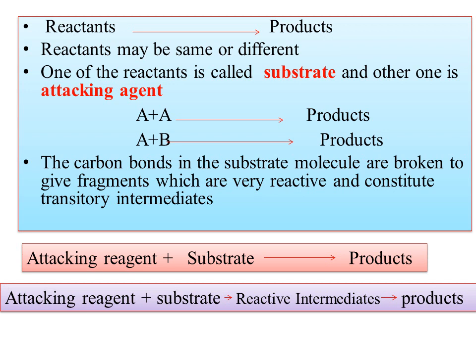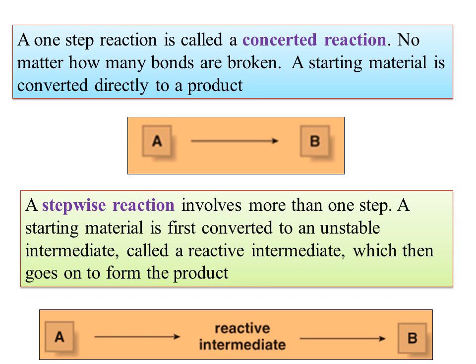That means the attacking reagent plus the substrate are going to join together to give the product. But while giving the product, I am not going to get the product immediately; I am going to get an intermediate. I told you the attacking reagent will attack the substrate, thereby your substrate will get converted into an intermediate. Their lifespan is very short, that's why they are called reactive, and they are going to give the products. If it's a one-step reaction, it is called a concerted reaction.